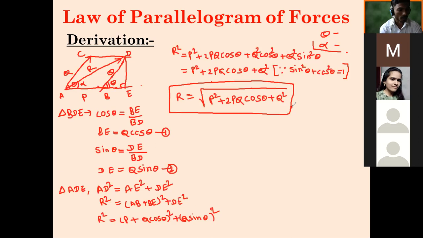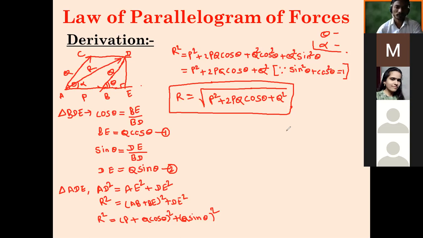Now to find alpha, here I have told what is theta and what is alpha. In the method of resolution we were taking theta as the angle made by the resultant, but here in this case alpha is considered as the angle made by the resultant. This difference you should remember, theta and alpha. So in this case, what is theta? If I ask, what should be your answer? What is theta here?